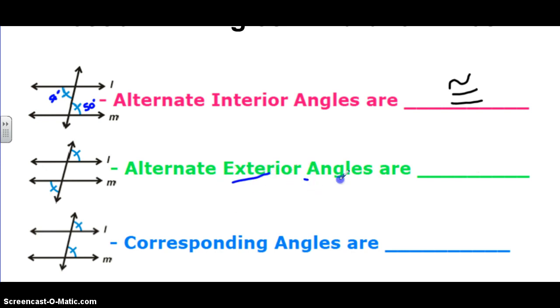Alternate exterior angles are also congruent. That's right. They are also congruent. So if I knew that this angle was 60 degrees, guess what? This angle over here would be 60 degrees.